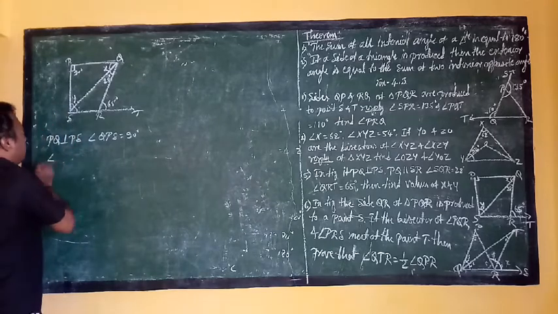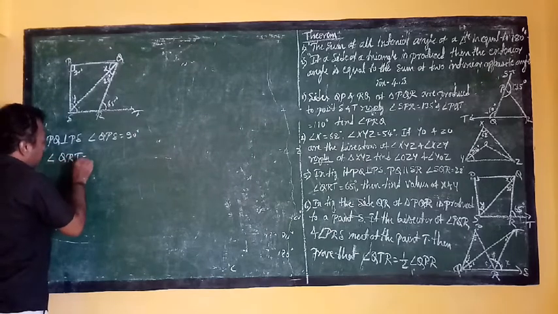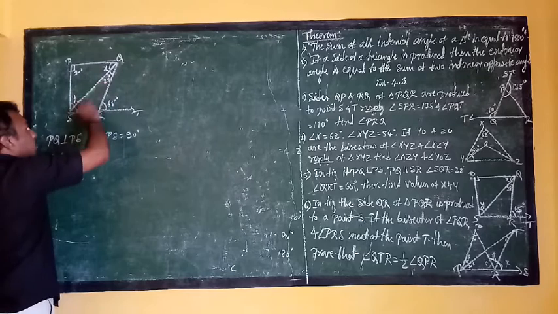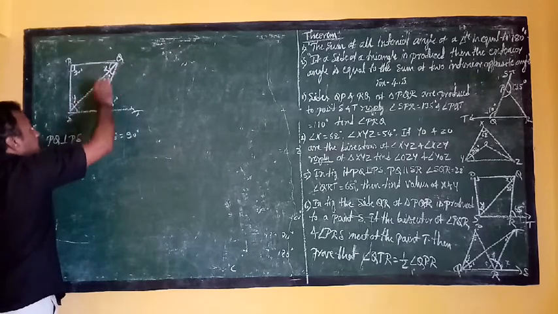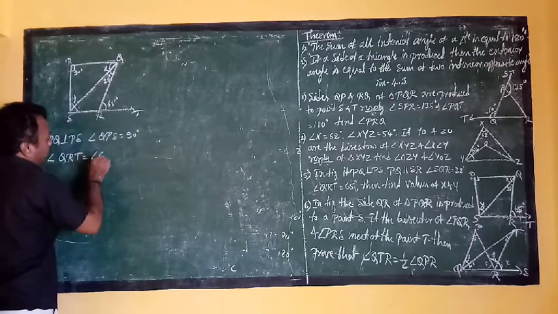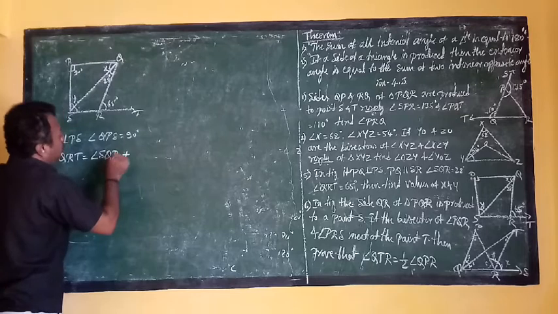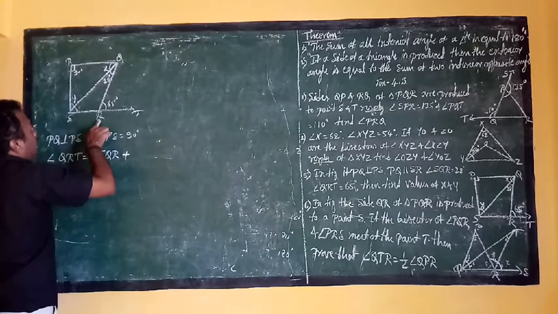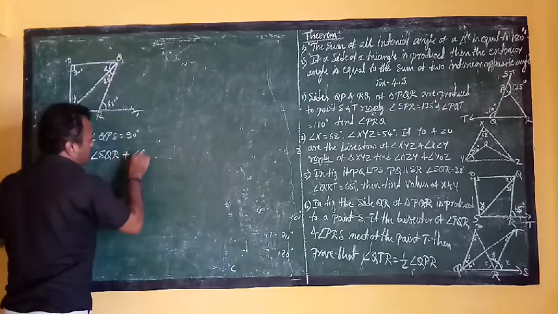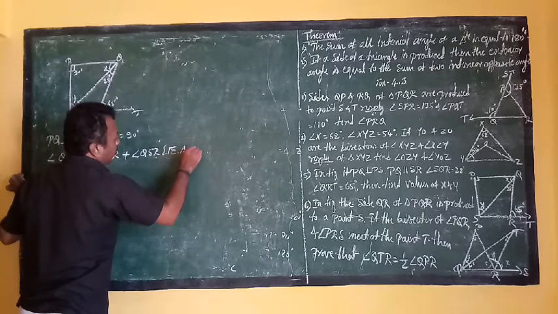See here, angle QRT, the exterior angle, is equal to the sum of the opposite interior angles. What are the opposite interior angles? SQR, or RQS, plus RSQ, or QSR, because of the exterior angle property.